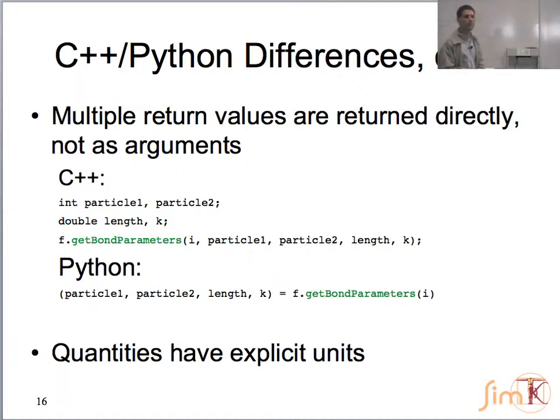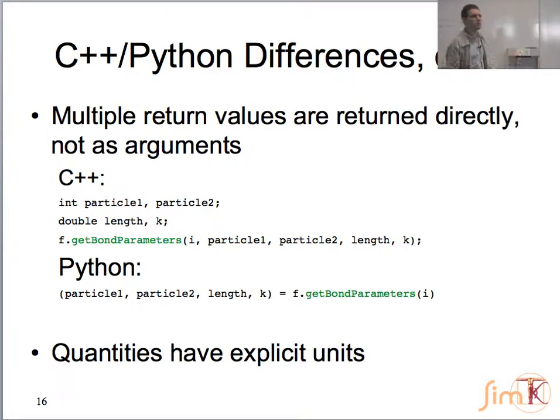A similar thing is there's a bunch of functions that return multiple values. Like if you have a HarmonicBondForce and you want to ask it, give me all the parameters for this particular bond, which means, what are the indices of the two particles, what's the equilibrium length, what's the spring constant. Well, C++ doesn't support just returning multiple values directly. So what you do is you create a bunch of variables to hold those, and then you call the function and pass it those variables by reference, and that function will store the values into those.